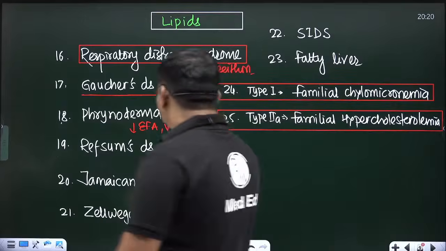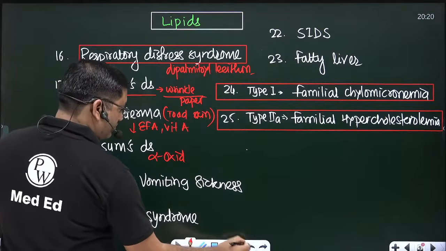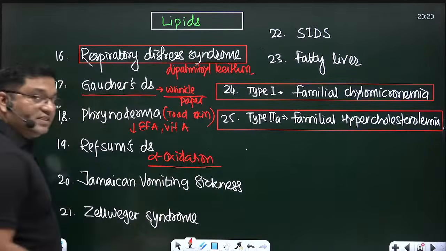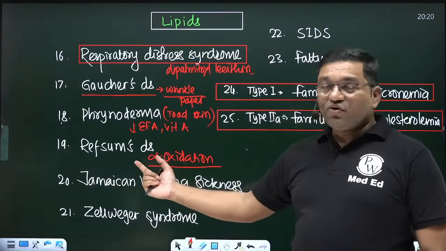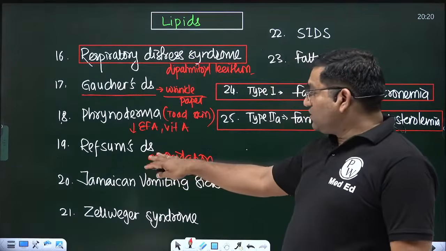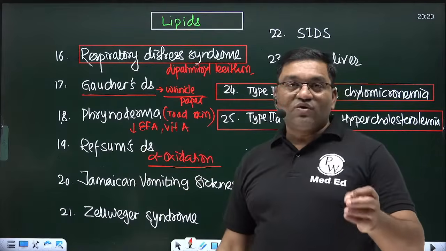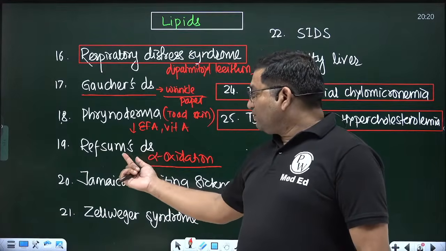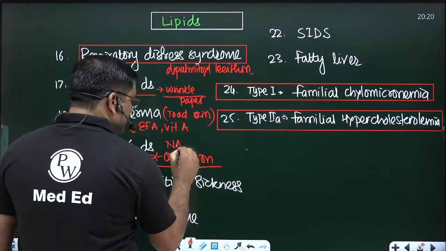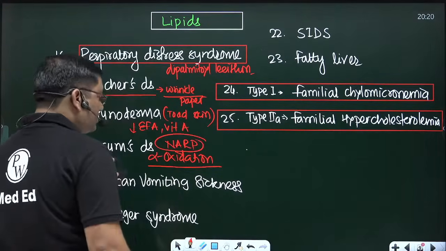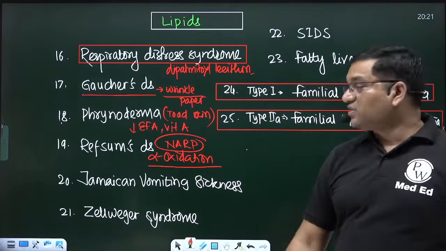Refsum's disease, here there is an alpha oxidation defect. Phytanic acid is a branched chain fatty acid, and due to a defect in phytanic acid oxidase or phytanic acid hydroxylase, alpha oxidation does not occur, and that causes Refsum's disease. The symptoms are ataxia, retinitis pigmentosa, and neuropathy. These are the features of this disease because of the defect in the activity of phytanic acid oxidase or hydroxylase.